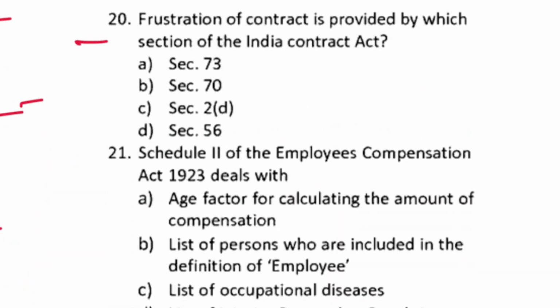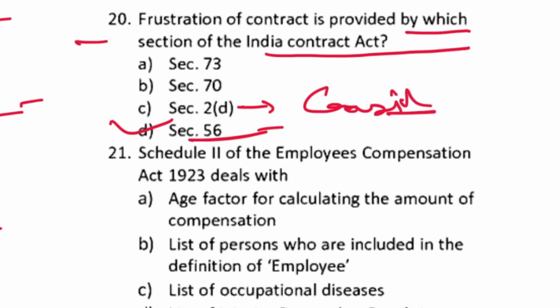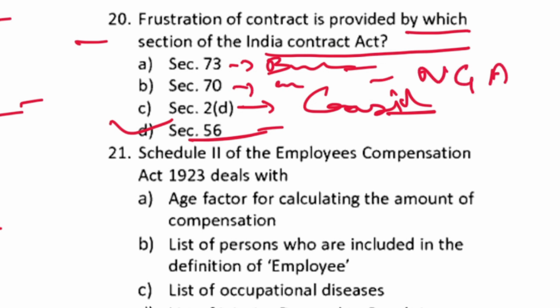Next is 20. Frustration of contract is provided by which section of the Indian Contract Act? It is section 56. D is the answer. Definition of consideration. 73 for breach of contract, and 70 is obligation of person for non-gratuitous act.